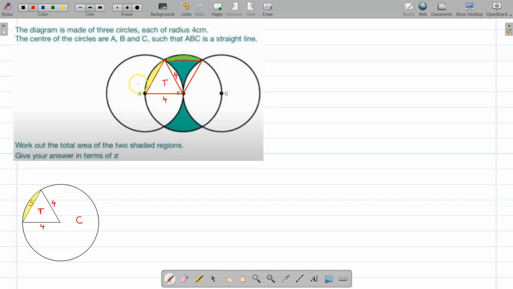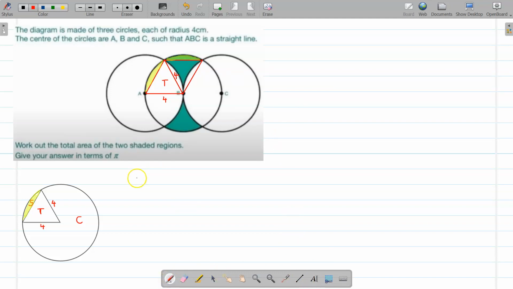Now, what you need to do first is find the area of three parts: the circle, which I've called C, that's one complete circle, the triangle T, and one of the segments, that's the bit I've shaded in yellow here. If you know the areas of those parts, you can combine them in lots of different ways to get the required area. So what I'm going to do is work out those three distinct parts first of all.